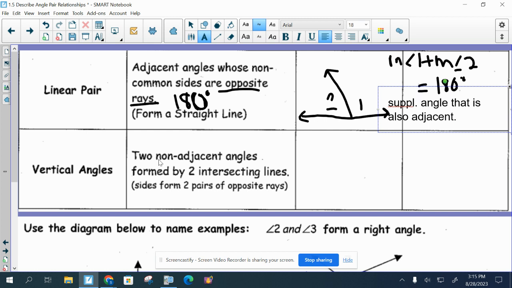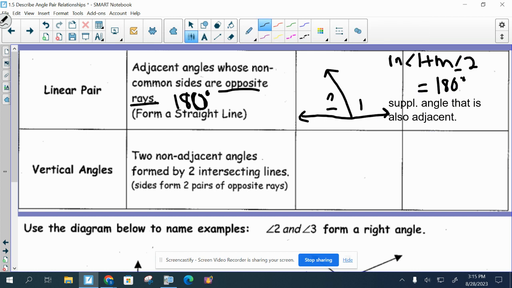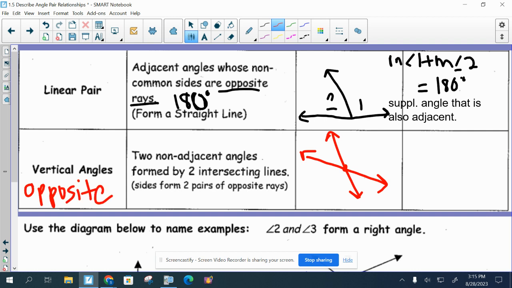And then vertical angles are two non-adjacent angles, meaning they're not touching, formed by two intersecting lines. You're going to see this a lot. If you have a line and then another line, they're intersecting, and here is the vertex. Vertical you can also think of as opposite. If I number these angles going around the vertex, there are 4 angles. Angles 1 and 3 are vertical angles because they are opposite, and angles 2 and 4 are vertical angles. Let's say this is 110 degrees.